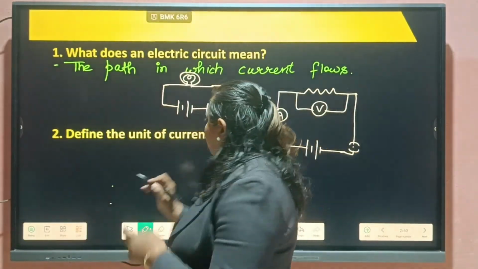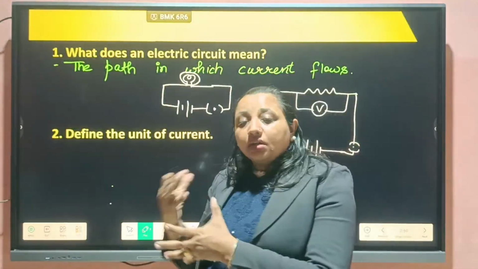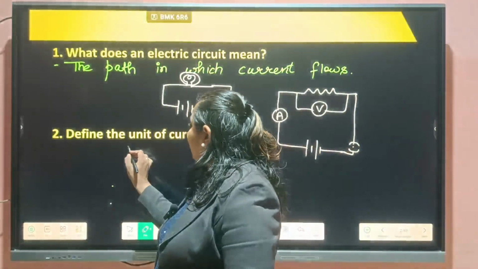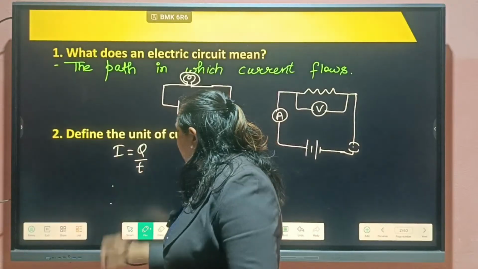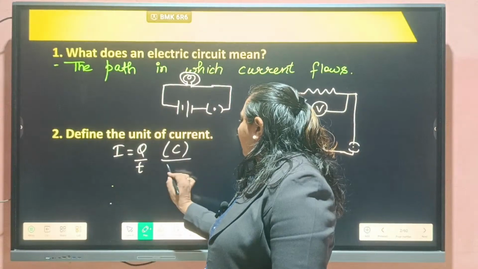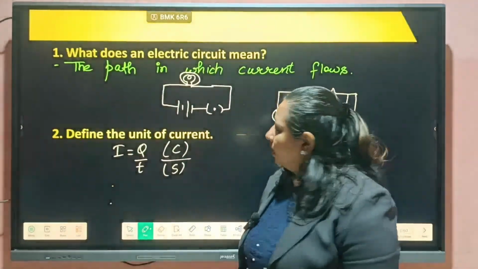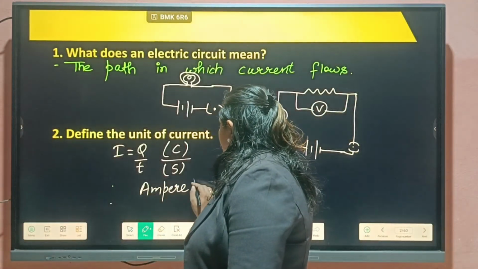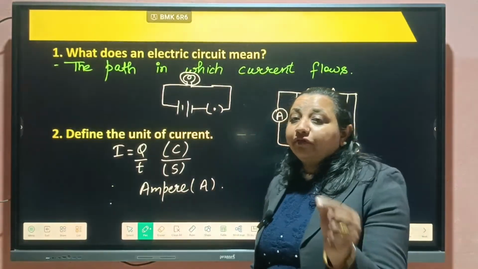Then define the unit of current. What is current? The rate of flow of charges through a conductor of a given cross-sectional area, that is I equals Q by t. The SI unit of charge is coulomb and the time is in seconds, and the SI unit of current is ampere, which is represented by the letter A. So ampere is the SI unit of current, right?